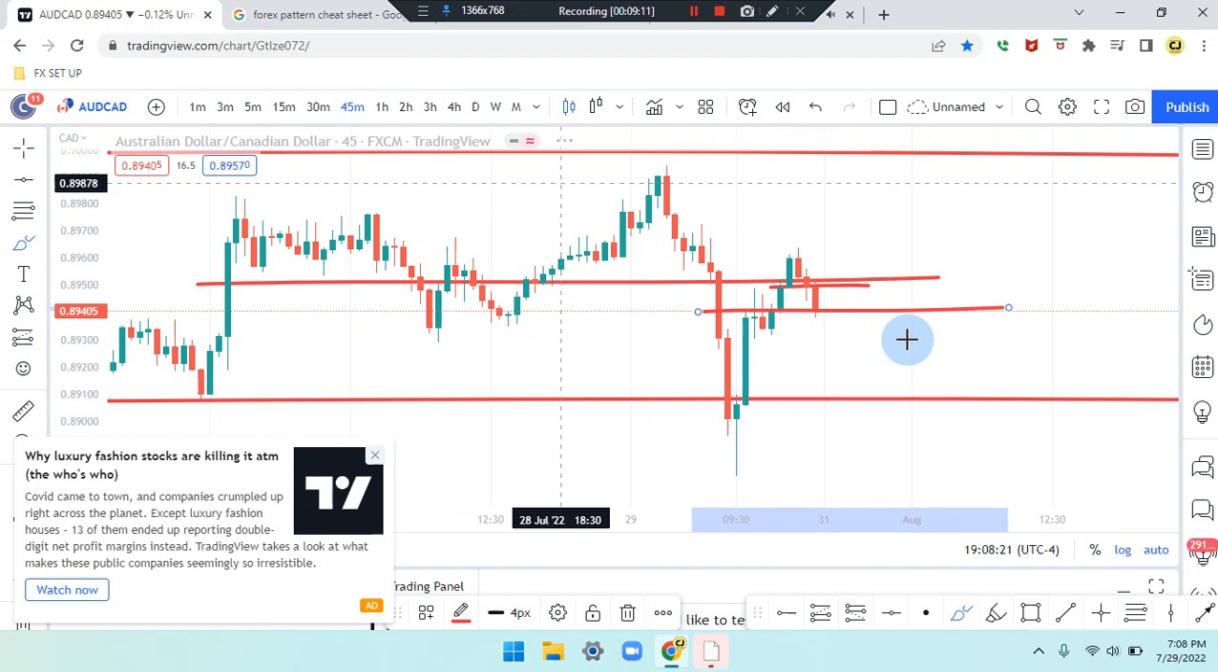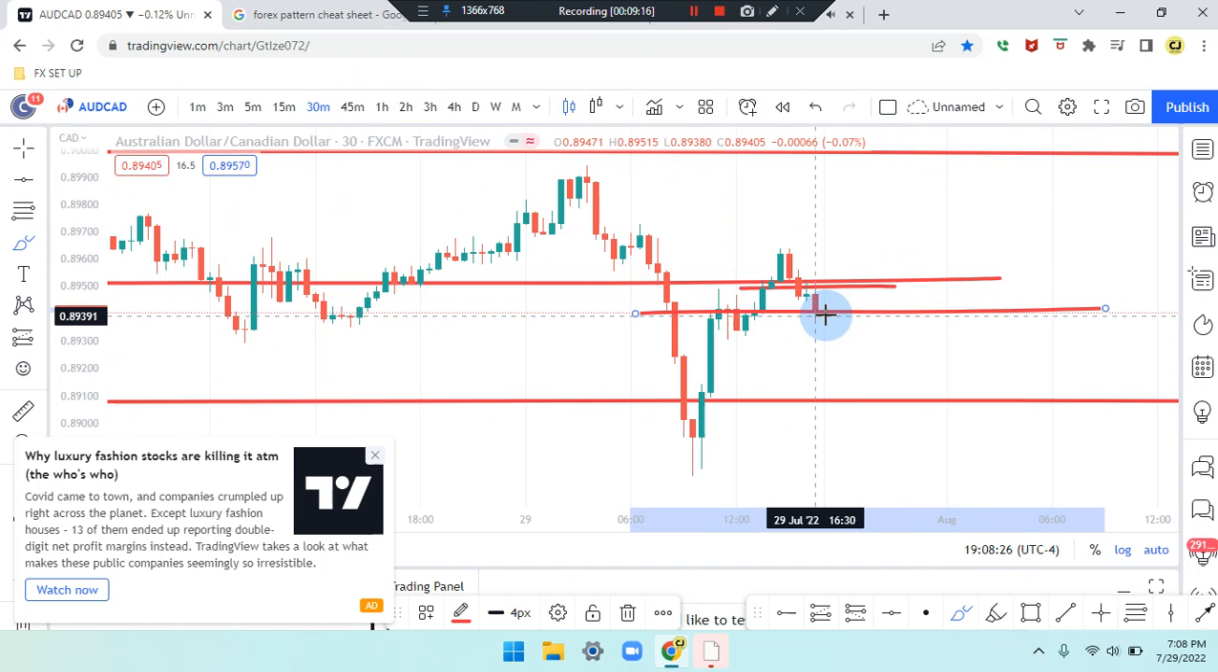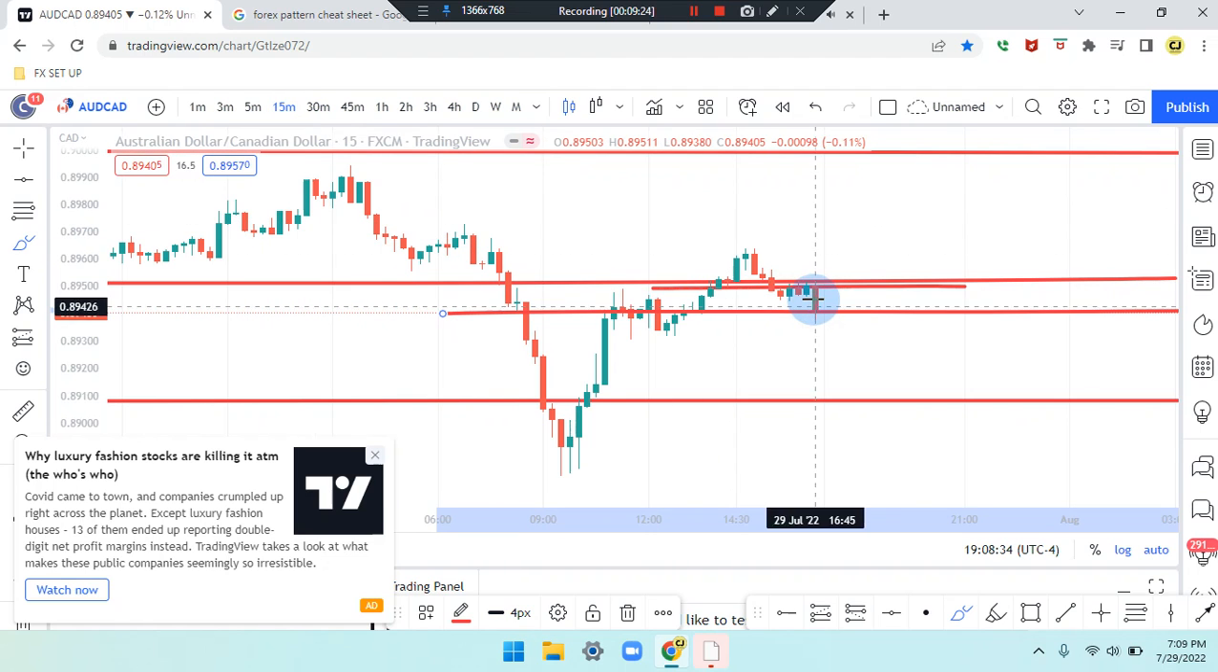Headed down to the 45-minute, identifying the same thing. Headed down to 30, still within the range of that consolidation that we put the above price SR line and the below price SR line. Headed down to the 15-minute, we receive an engulfment pattern. If it closes out, it can push down further to the previous area of support.